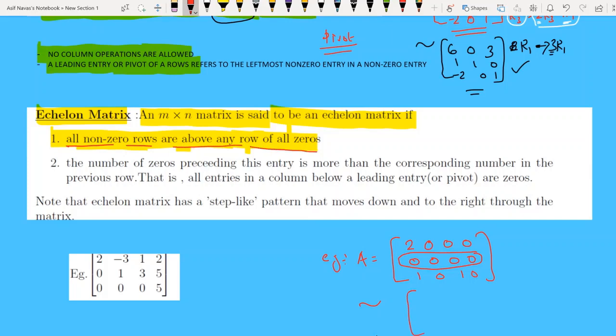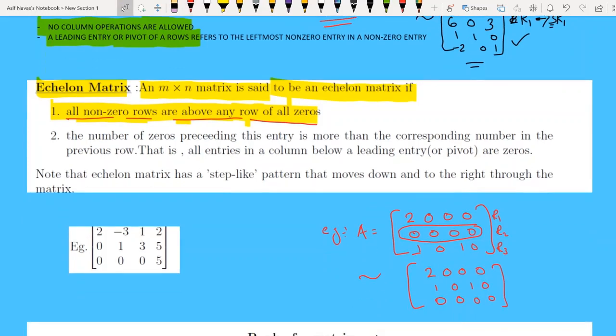So in row echelon form the first condition should be satisfied: you must interchange R3 and R2, so 1 0 1, 0 0 0, and so on. So now the first condition is okay, right? So what is that condition? Zero rows must be below the non-zero rows.